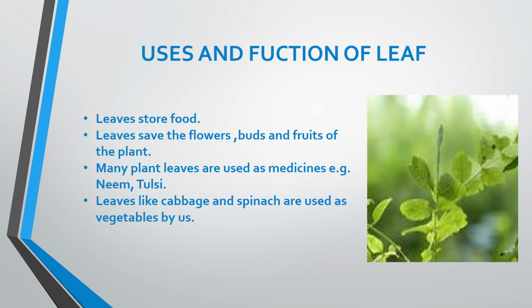Now many plant leaves are used as medicines like neem and tulsi. Means many plant leaves are used as a medicine. We can take them as a medicine, like we have the example neem and tulsi. Leaves like cabbage and spinach are used as vegetable by us. Means some plant leaves we eat as a vegetable.